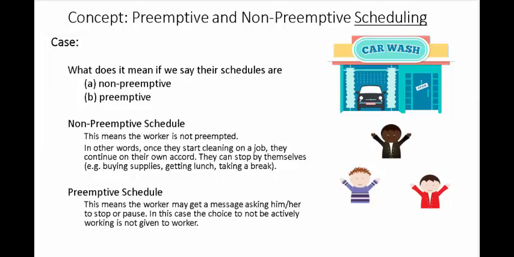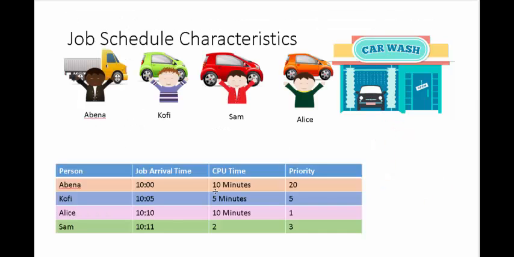So let's put in some numbers and see how you can do some simple analysis. Just the main ideas. We'll look at specific algorithms later. There are 4 workers, and each has an arrival time. Abner comes in at 10. Kofi came in at 10:05. That's when he got a job, a job meaning a car came for him to wash. Alice at 10:10 and Sam at 10:11.